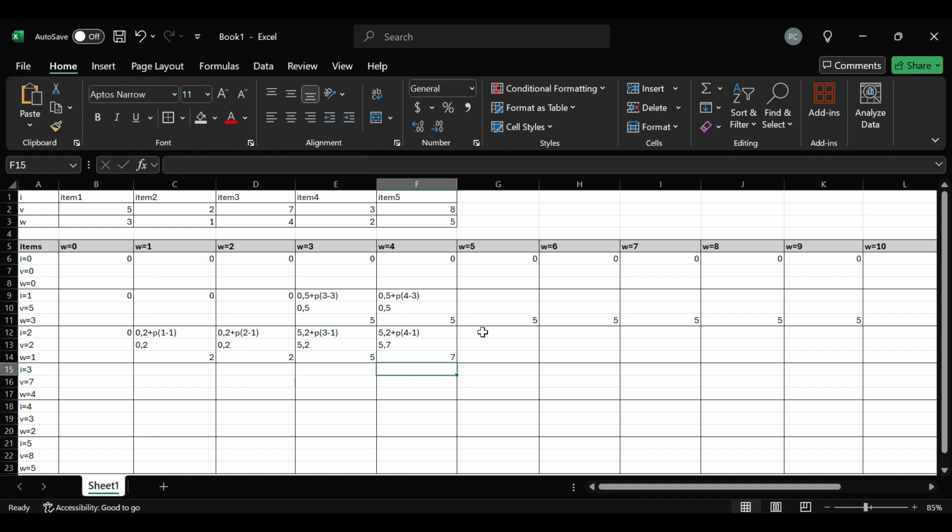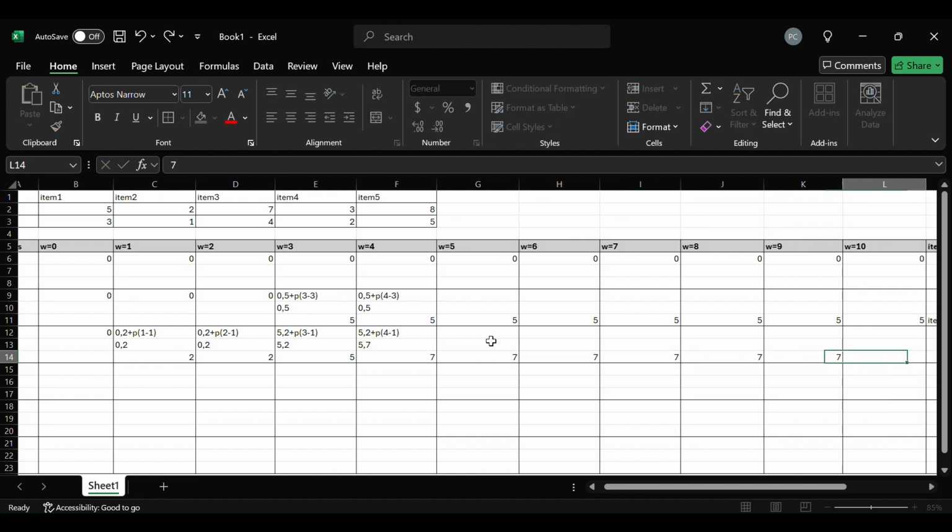Okay, and if you repeat it for the next of these blocks, you will notice that your maximum will remain as 7 if you repeat those steps. Did not pick up versus pick up.